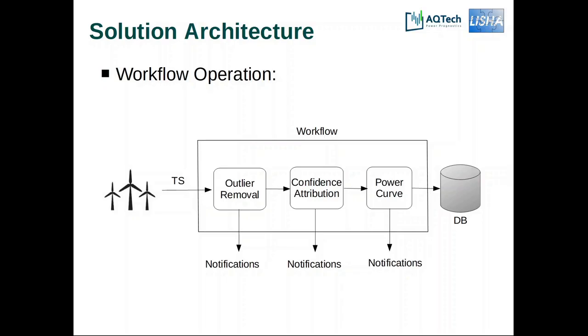If more than n sequential samples of the same sensor present a confidence under a threshold, then a notification is generated. Only if the data point has confidence over the defined threshold, then the power curve model is applied. Once more, if several sequential values fall outside the power curve model, then a notification will be sent. At the end, the data point is inserted in the database.